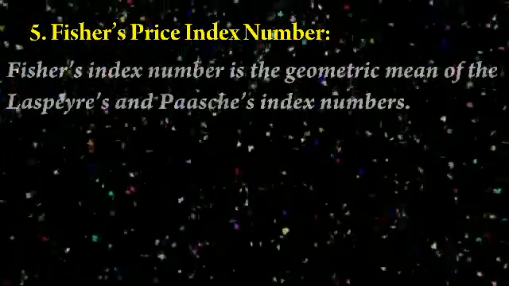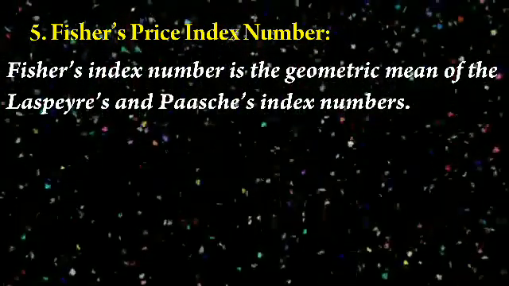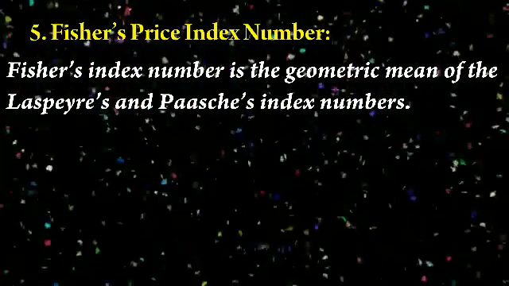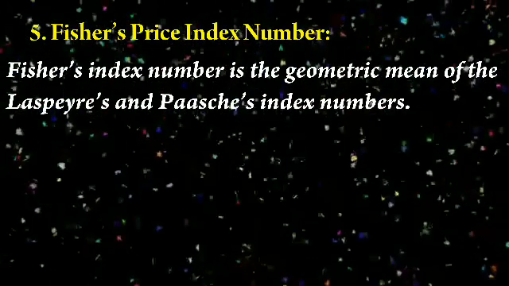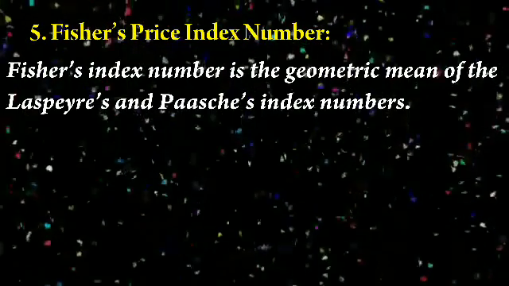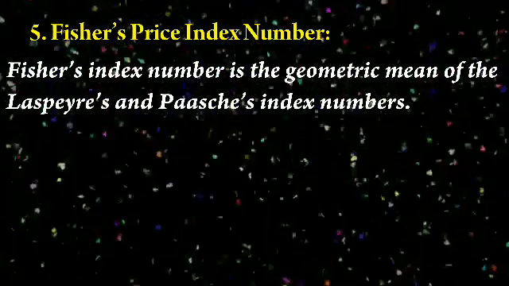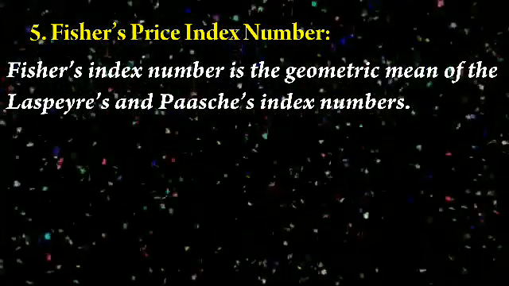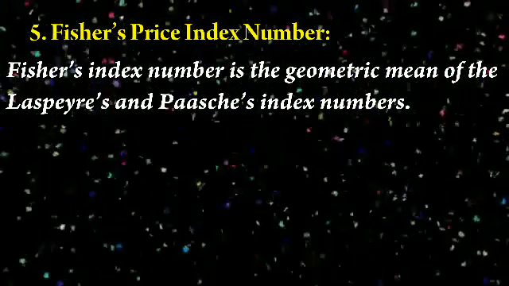Fisher's index number is the geometric mean of the last year's and past year's index numbers. As I told, first you should learn the first two index numbers, learn the formula of last year and past year, and the rest of the formulas are written based on those two formulas. Now Marshall Edgeworth is numerator plus numerator of last year and past year divided by denominator plus denominator of last year and past year, which is multiplied by 100. Dorbish-Bowley says AM, arithmetic mean of last year's and past year's. So this is the geometric mean of last year's and past year's.